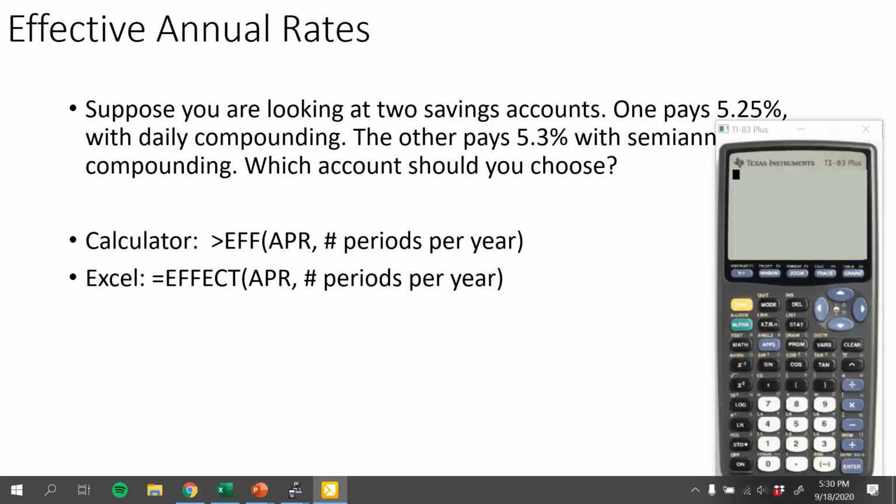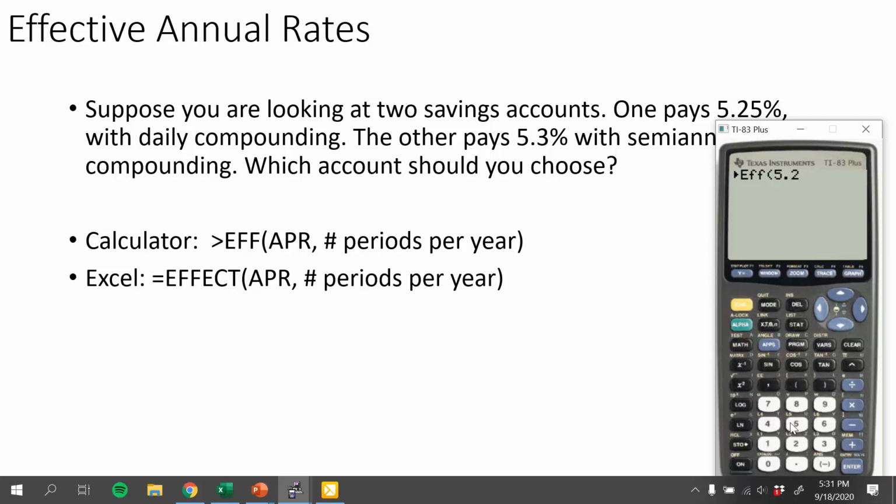All right, so the first account pays 5.25% with daily compounding. And I want to find out what's the effective annual rate with that account. So I'm going to go into apps. I'll go into finance, and then I'll scroll down towards the bottom to where I see this C, which is EFF. So I want that. So I'm going to press enter to get into that menu. And so now it's asking me for a couple of inputs. My inputs are going to be first, what is the APR in terms of percentages?